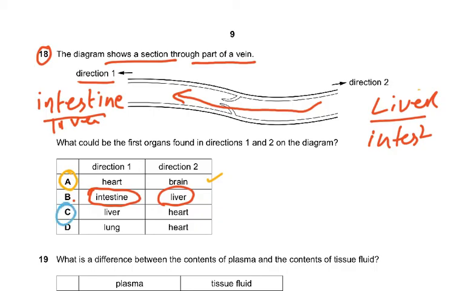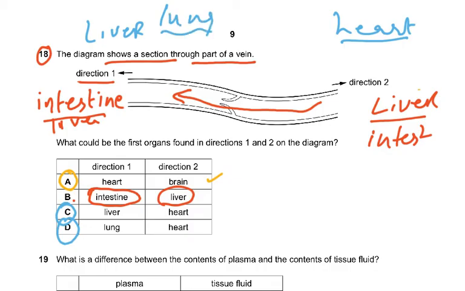Now why is C wrong? Because in direction 1 you have liver, and in direction 2 you have heart. The blood vessel from the heart to the liver is an artery, the hepatic artery, which arises from the aorta. And why is D wrong? Because in direction 2 we have the heart and here we have the lung. Now if you remember, the heart and the lung are connected by the pulmonary artery. The pulmonary artery connects the heart with the lung. That's not a vein. Here it is saying it's part of a vein. So I've explained to you why B, C, and D are wrong and why A is correct.